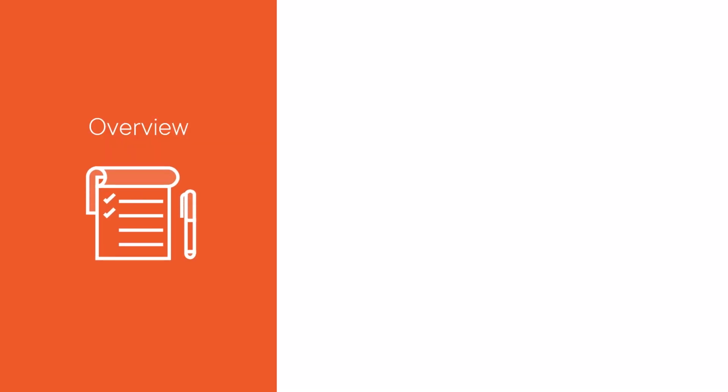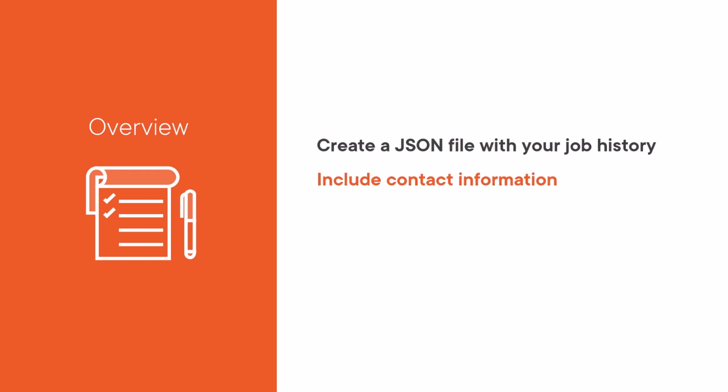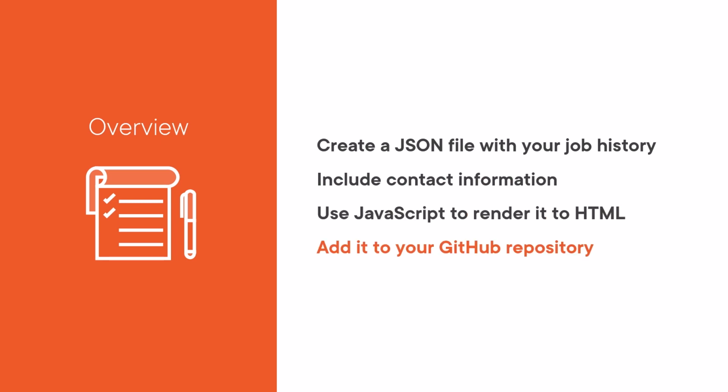Now the rules of the challenge are pretty simple. Create a JSON file with your job history in your own format, or a format that you find online. Include information like your name, contact information, personal statement, key points, and job experience. Use JavaScript to render it to HTML. Now you can use vanilla JS, but a front-end framework like Vue or React will probably save you some time. Finally, add it to your GitHub public profile and share the project in Discord.